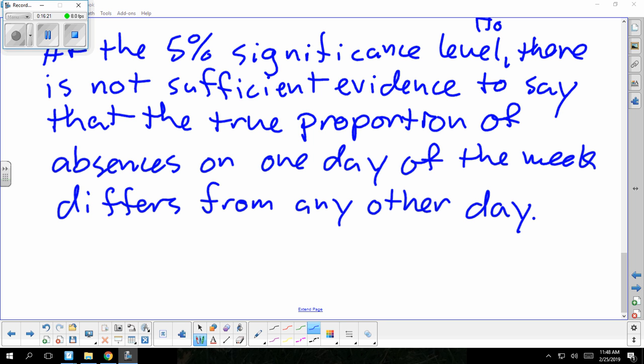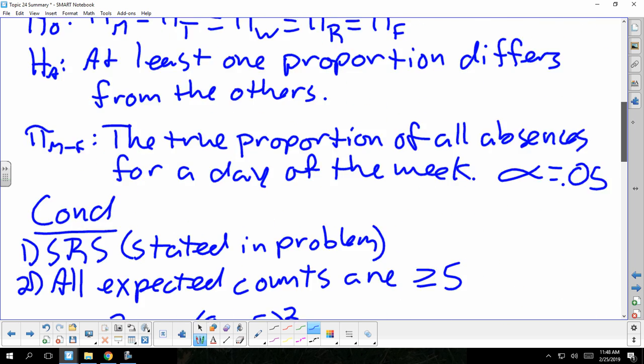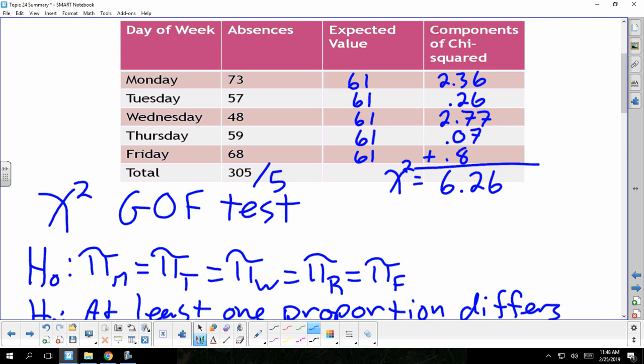So the next logical thing to ask is this, right? If we did find statistical significance, what we want to know is which one of those days of the week had the highest or lowest proportion, or which one differed most from the expected. We can find that by looking at the contributions. So those contributions are important in that it tells me which one affected our chi-square test statistic the most. So in this case, I can look and say, Wednesday seemed to differ the most from the expected value, and therefore had the largest contribution.